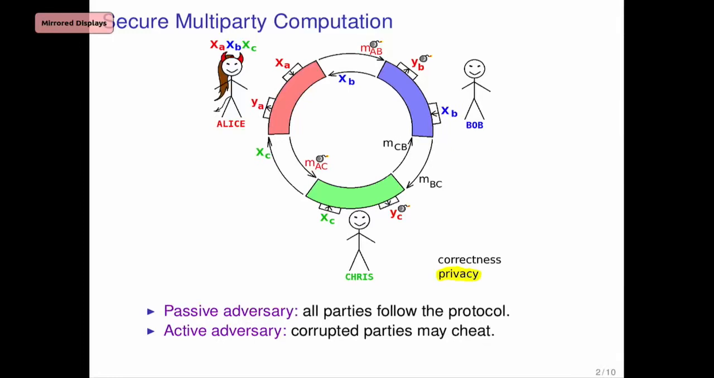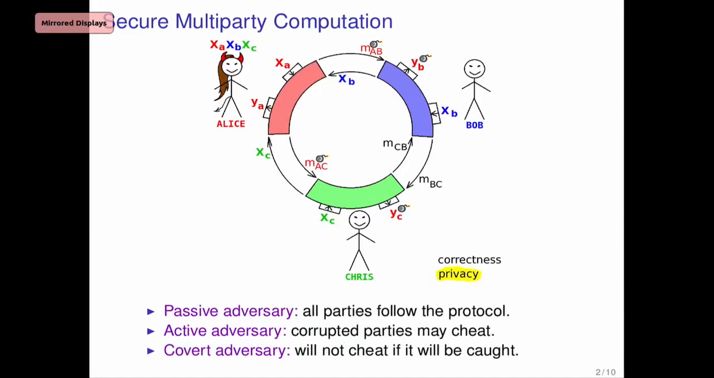So in practice, we would like to have protection against these actively corrupted parties. But the problem is that there are such protocols, but usually they are much slower than protocols that are secure just against passively corrupted parties. For this reason, there are some intermediate classes like the covert adversary.